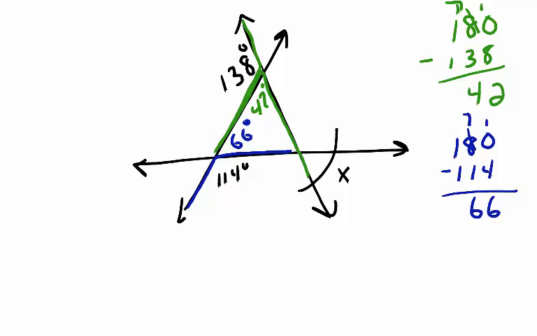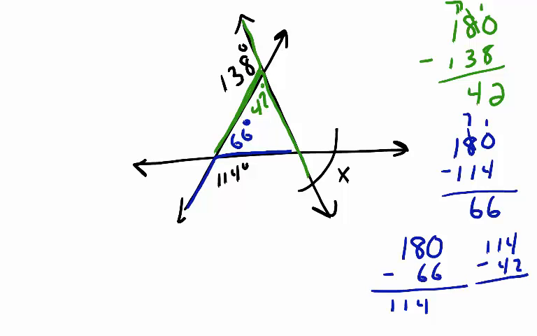Finally, to find the third angle, since we know that the sum of all angles in a triangle equals 180 degrees, we can take 180, subtract 66, which gives us 114, and from this we can subtract 42. So I know that the third angle in our triangle is 72 degrees.